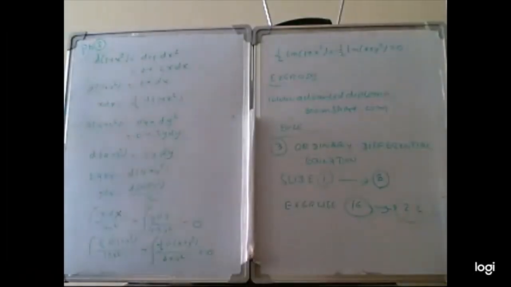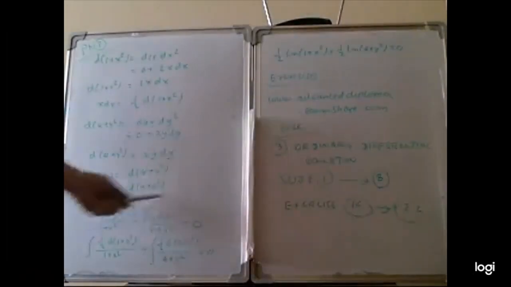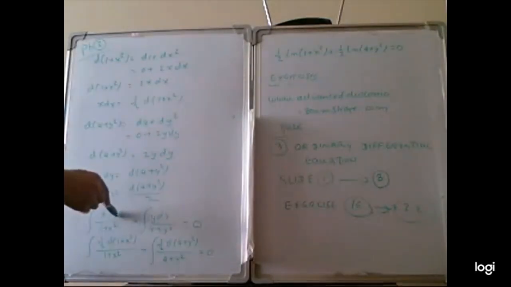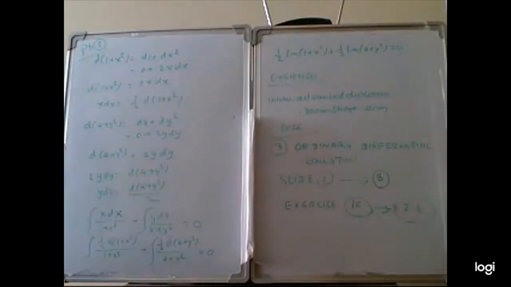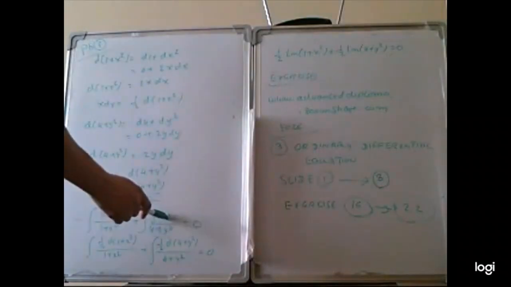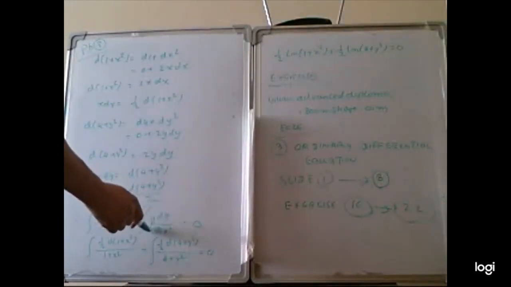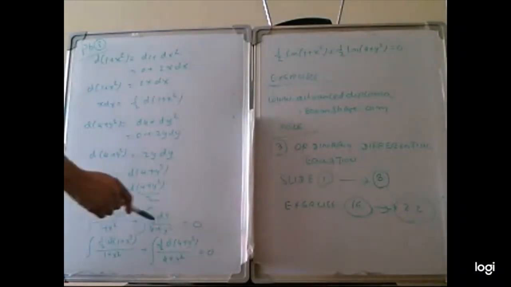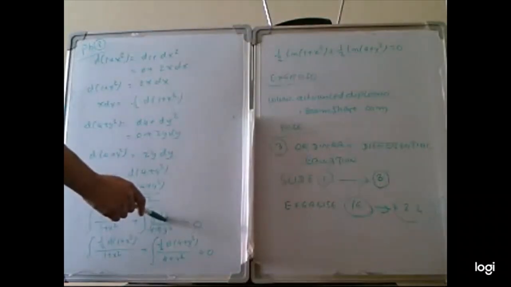We want to integrate h dh divided by 1 plus h square plus y dy divided by 4 plus y square equal to 0. So we want to integrate. After the d, there must be 1 plus h square so that we can integrate. Similarly for dy, after the d there must be 4 plus y square so that we can integrate. So this h dh must be d of 1 plus h square, and this y dy must be d of 4 plus y square.